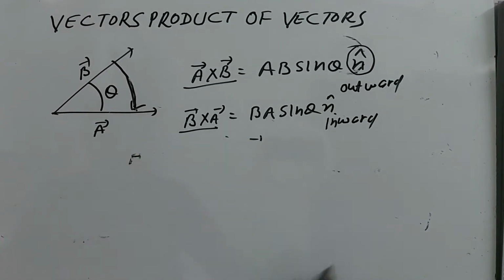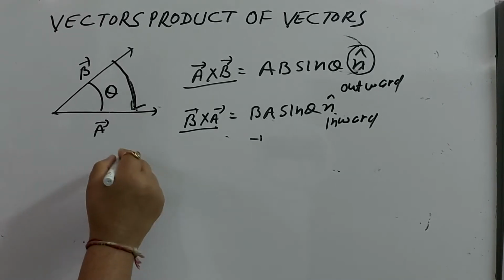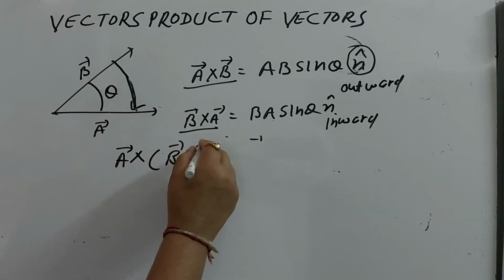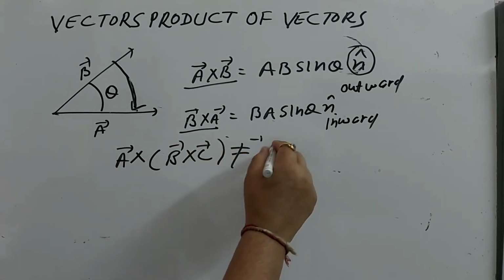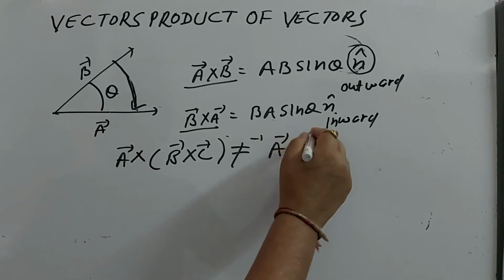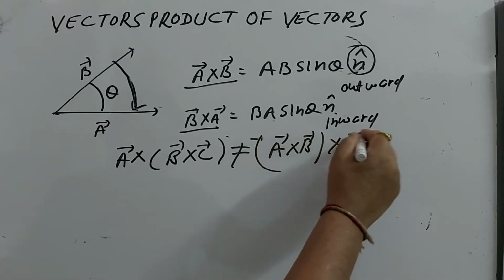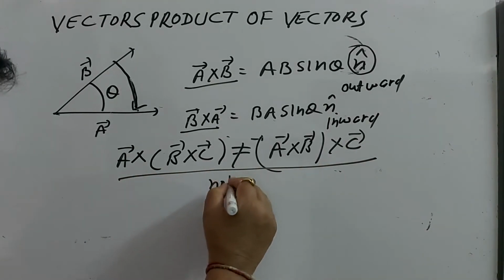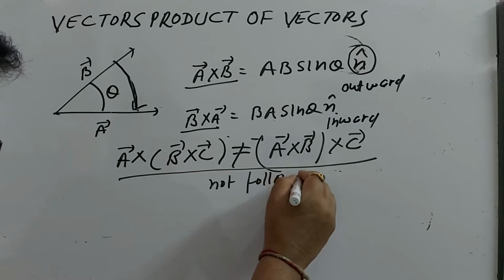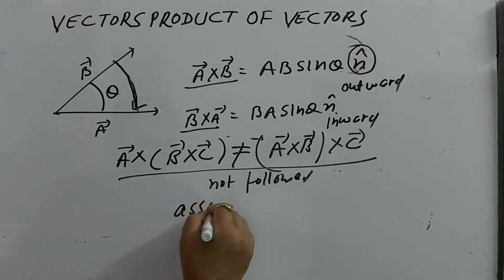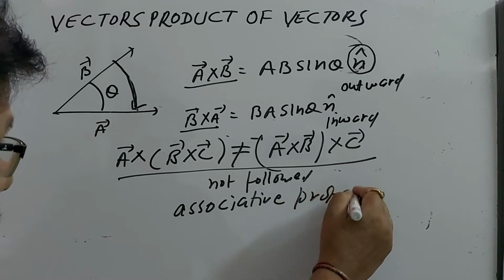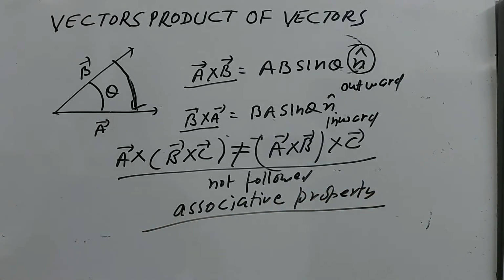Associative property means A cross (B cross C) is not equal to (A cross B) cross C. So this property is not followed.